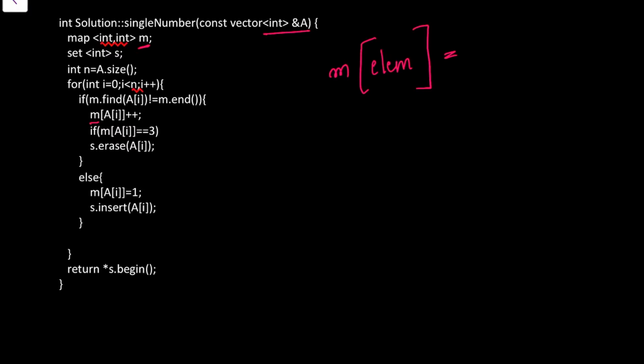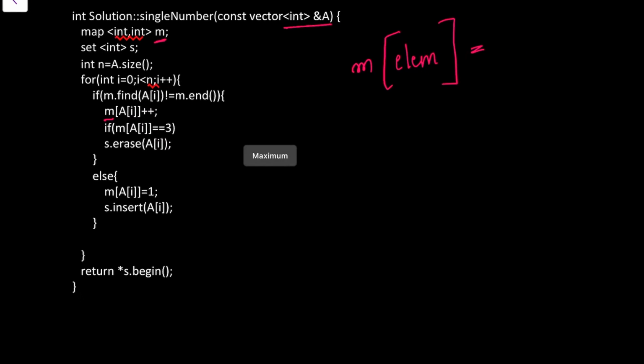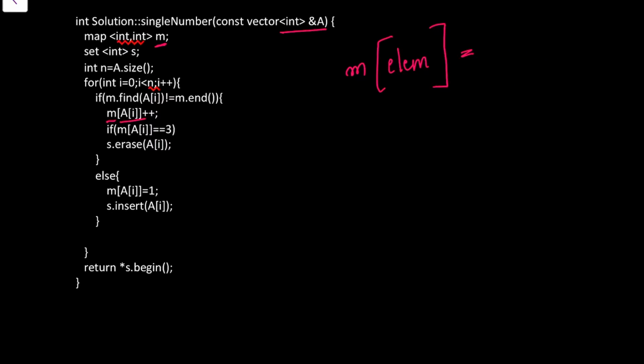Here you can see it is m of ai. So ai is nothing but the value of the element, and that is the key, which is one of the values present in this vector. Now the value will be the frequency. Frequency means the number of repetitions we have seen right now, the repetitions observed till now. So we'll see what that means.